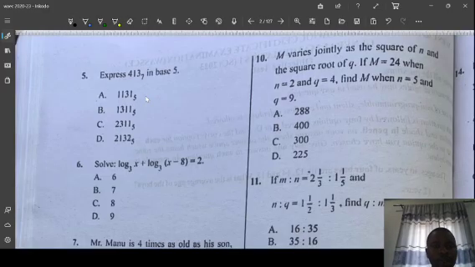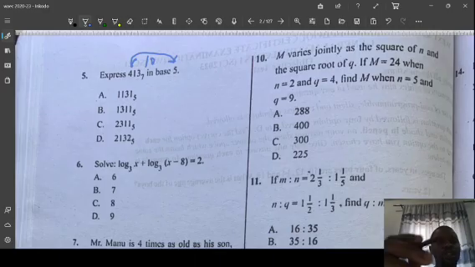So hi guys, let's look at this question number 5 WAEC question. It says express 413 base 7, express it in base 5. So we know there's no direct link from base 7 to base 5. We have to go through base 10, which means I'm first going to convert this number from base 7 to base 10, and then I'll convert from base 10 to base 5. So let's go. Let's convert 413 in base 7 to base 10.